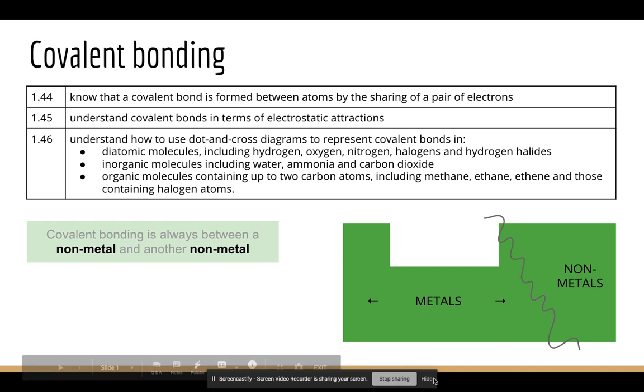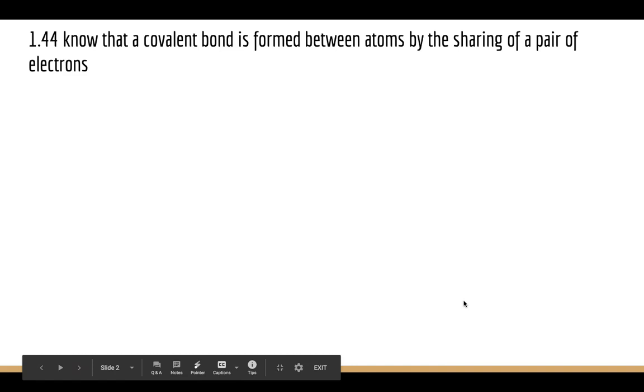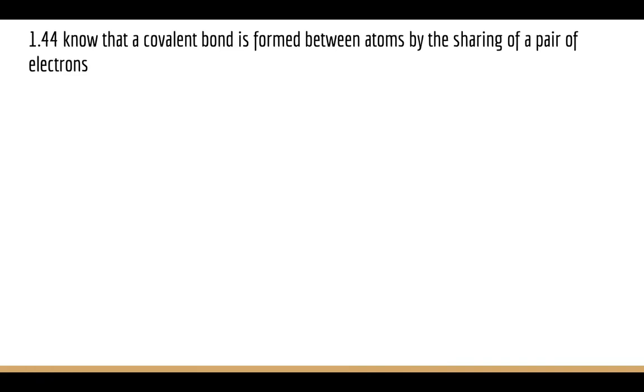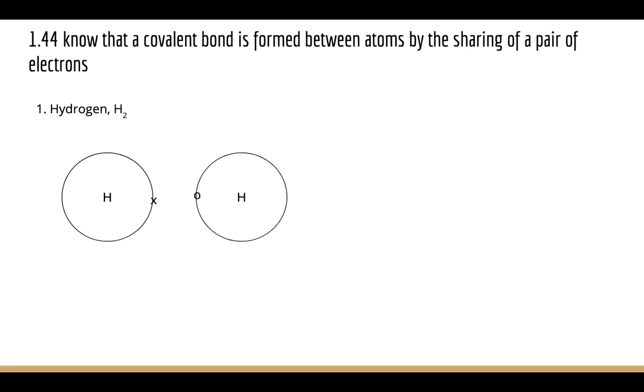So, know that a covalent bond is formed between atoms by the sharing of a pair of electrons. First, and probably the easiest example to look at is hydrogen, H2. Here's an atom of hydrogen, and you should, from the periodic table, remember that hydrogen has one electron in its outer shell. Because the formula is H2, we need two hydrogens. And you'll see here that the right-hand hydrogen needs just one extra electron to get a full outer shell of 2. This is the first shell, and the maximum that you can have in that shell is 2.